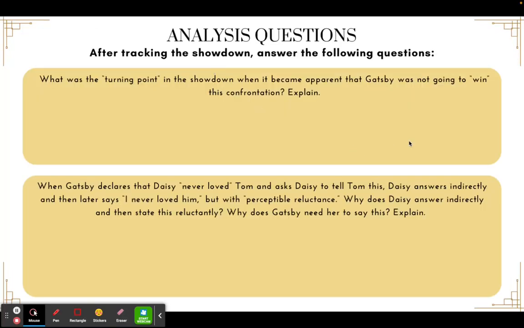After tracking the showdown, I want you to tell me what was the turning point in the showdown when it became apparent that Gatsby was not necessarily going to win the confrontation, or at least that's what we see. When Gatsby declares that Daisy never loved Tom and asks Daisy to tell Tom this, Daisy answers indirectly and then later says, "I never loved him," but with some reluctance. So why does Daisy answer indirectly and then state it reluctantly? Like what's going on here? Why does Gatsby need her to say this?